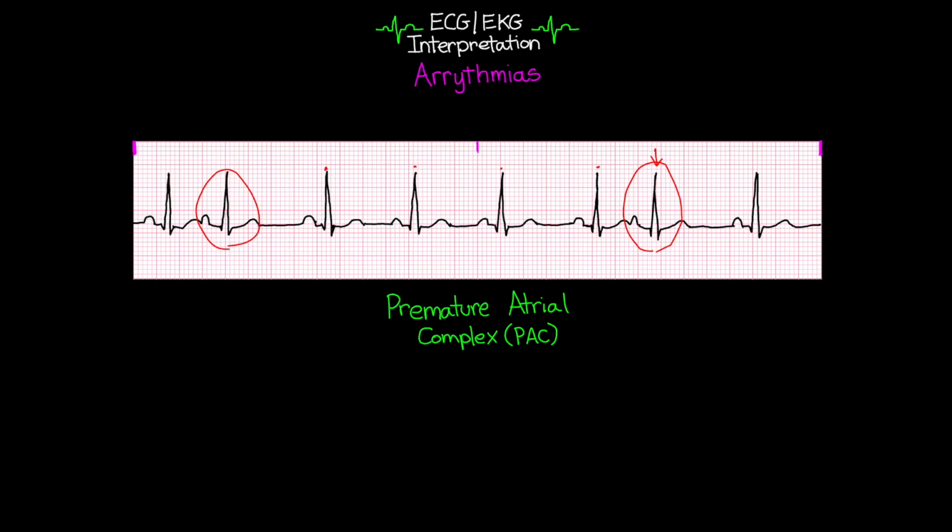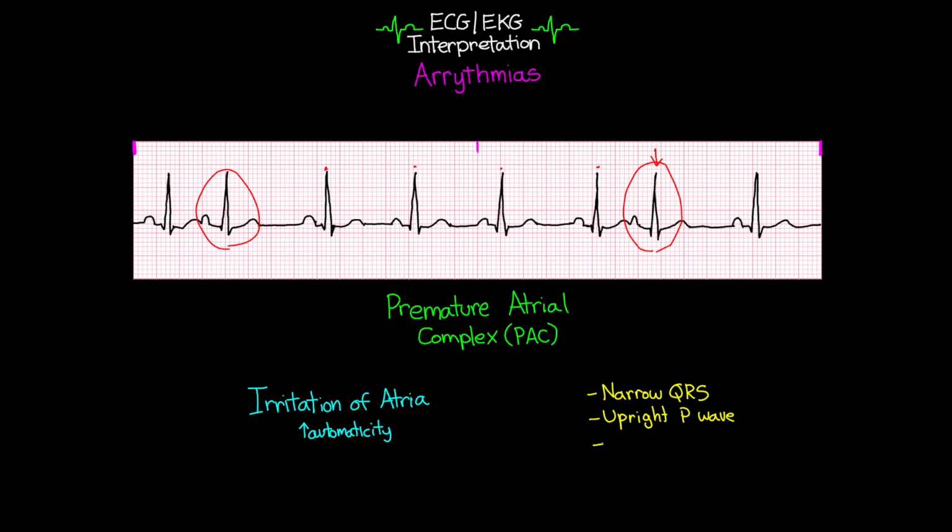Now these are often due to some sort of irritation of the atria, and so this leads to an increase in that automaticity of the atrial muscle tissue. Now a couple of our defining characteristics in order to really be able to identify this as a PAC are, first, it's going to have a narrow QRS. Next, you're going to have an upright P wave. And finally, you could possibly have a different morphology of that P wave.